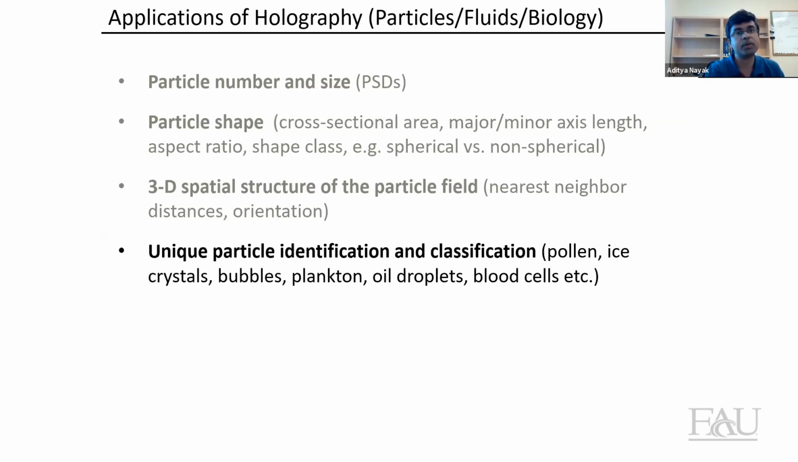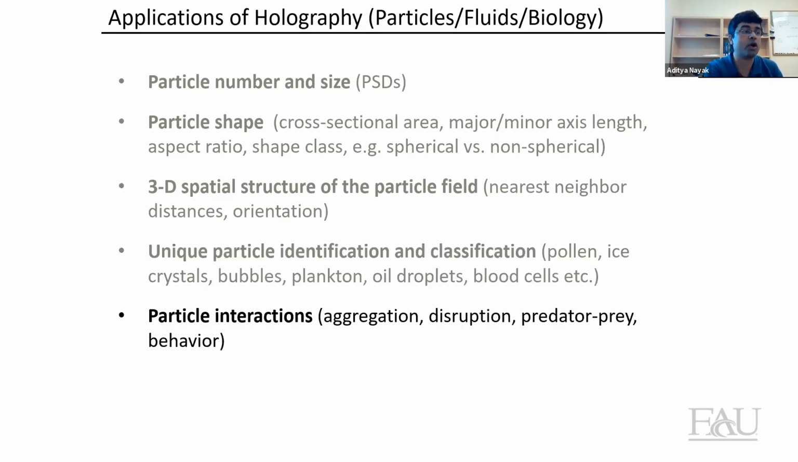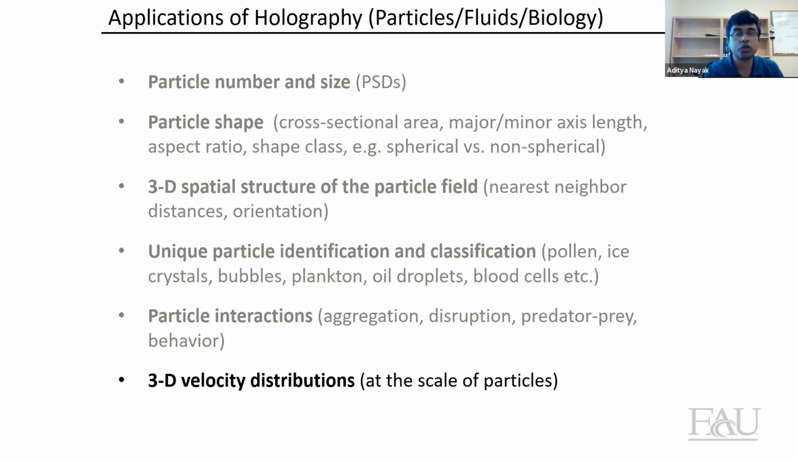In the ocean, people have used it to look at bubbles, plankton, oil droplets. It's a really good tool to image oil, so you can use it for oil spills. You can also look at how particles are aggregating and disrupting, look at predator-prey interaction between different small organisms. Also, you can get velocity distributions.